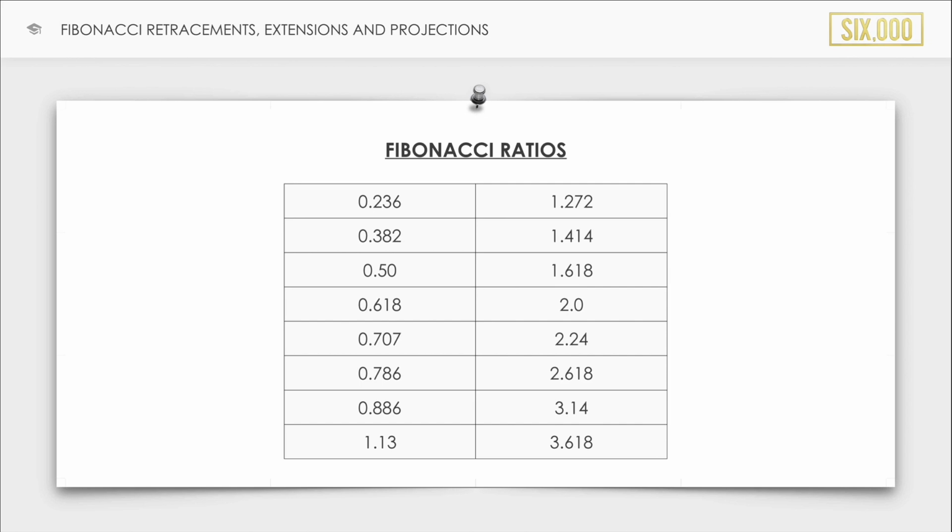1.13, 1.272, 1.414, 1.618, 2.0, 2.24, 2.618, 3.14, and 3.618. So a whole lot of numbers in there. There's a lot of numbers. Don't get confused. So what I want you to do is write all of these down.